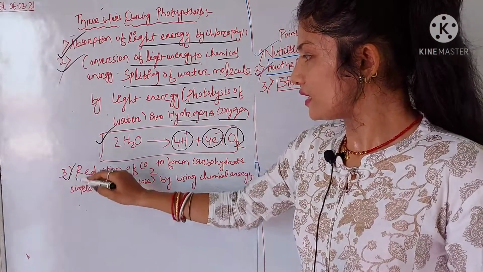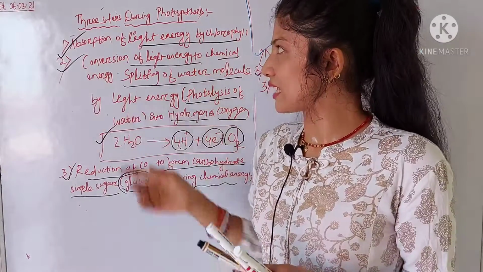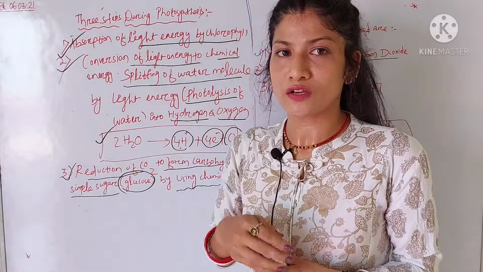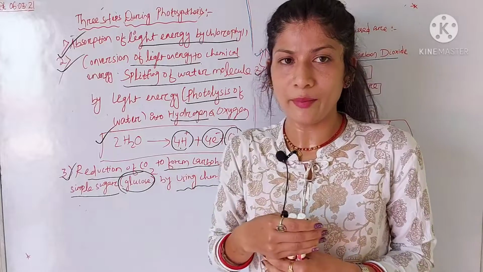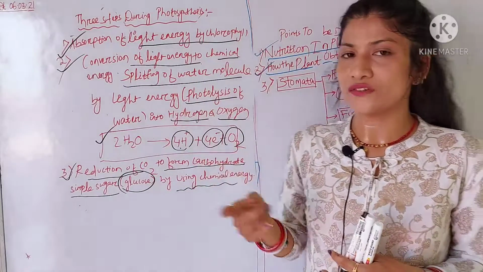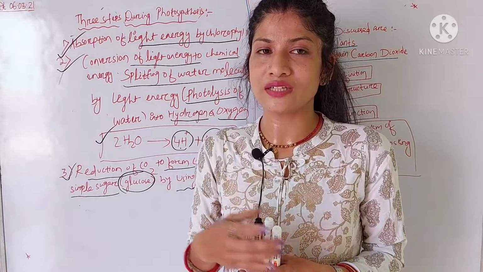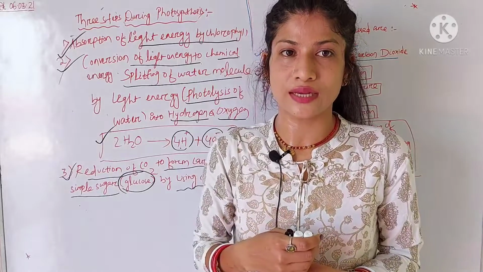Okay, the third step is the main important because 3 steps are involved during the process of photosynthesis. This is a 3-mark question in your exam. In your board exam, this question will come: what are the 3 different steps which are involved in photosynthesis?